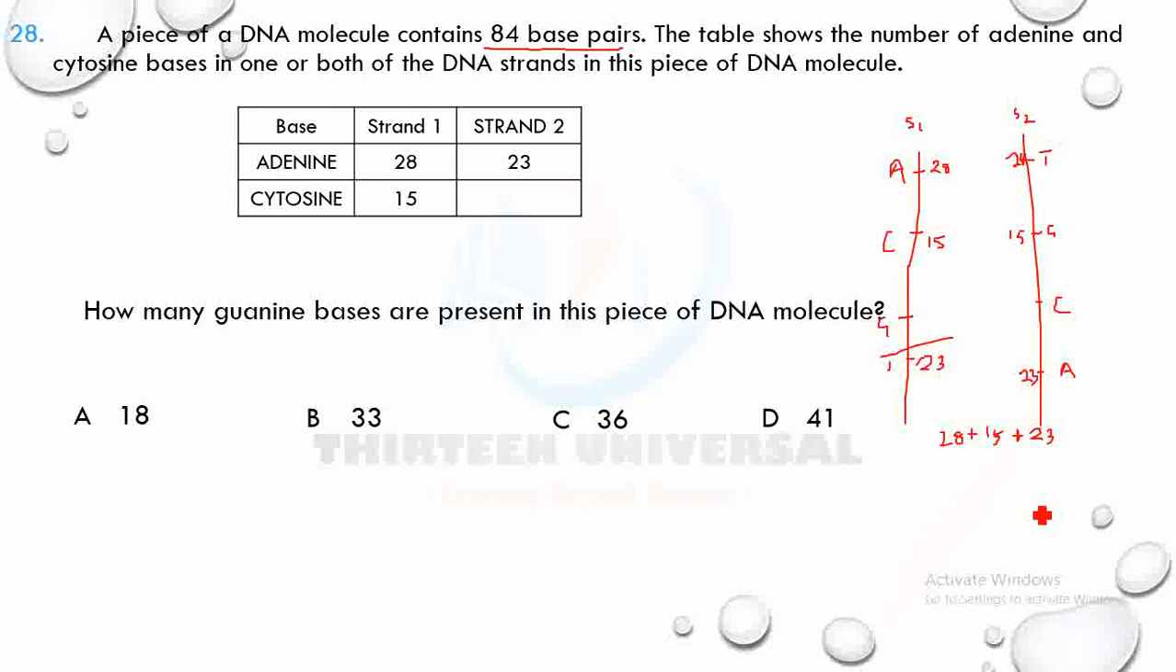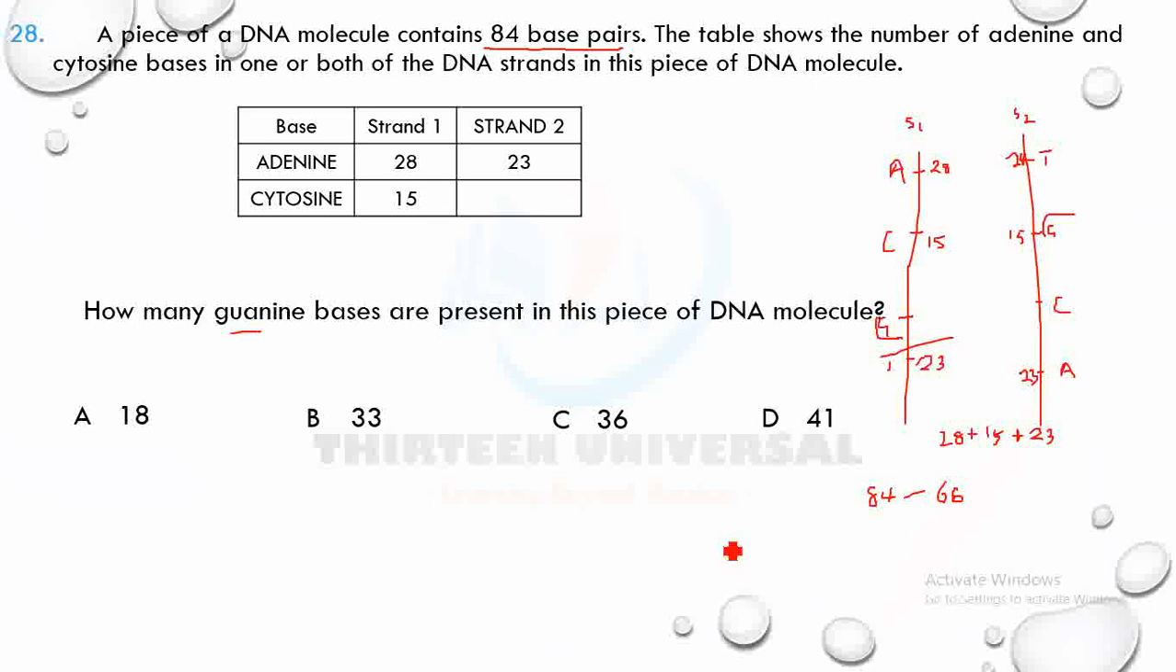That gives you 66. The total base is 84. So let's subtract it so I can find guanine here. We don't know this guanine here, whatever it is. We can add this guanine and this guanine because we're looking for the total of guanine, guys. So let's roll it. 84 minus 66 will give us 18. Yeah, that's 84 minus 66, so we have 18.